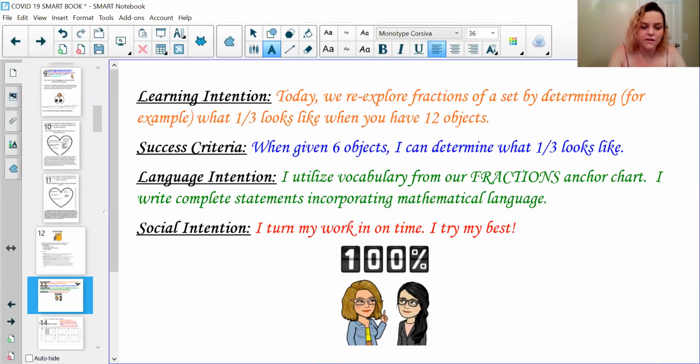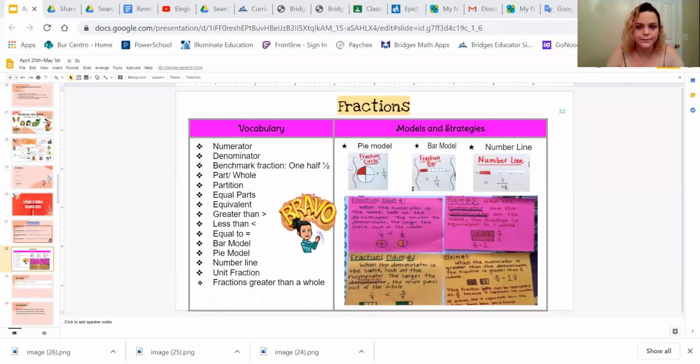So we're going to start with sharing our vocabulary from our anchor chart as we typically do. The reason we typically do this at the beginning of class is so that we ensure you are utilizing that mathematical language throughout the lesson. So try to say it with me at home, like I always ask you to do. Numerator, denominator, benchmark fraction, 1/2. I also like to say that 1/2 is like our best friend in the fraction world. Once we know what 1/2 looks like and we can determine other fractions that are equivalent to 1/2, it helps us really figure out where other fractions should be plotted.